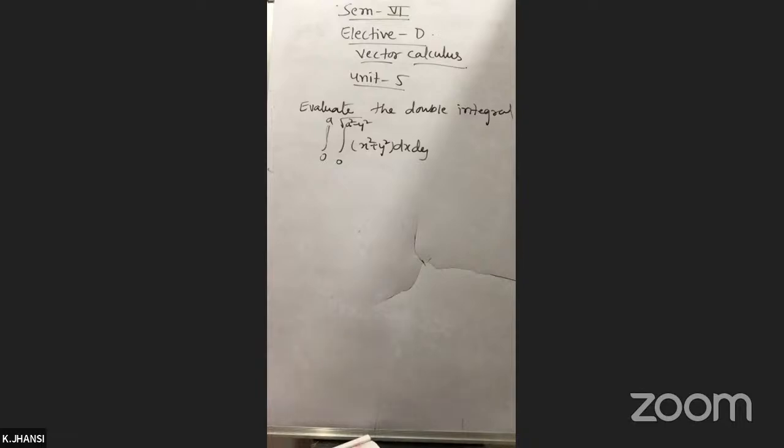So polar coordinates are r comma theta, no? And we know that x equals r cos theta, y equals r sin theta, and also dx dy is equal to r into dr d theta. And another one is x square plus y square equals r square. So all these conversions you have to substitute in the given problem, and then you have to find the value for the given integral.